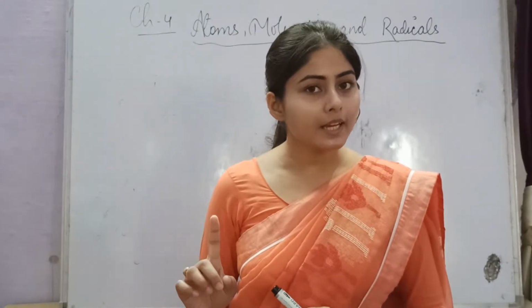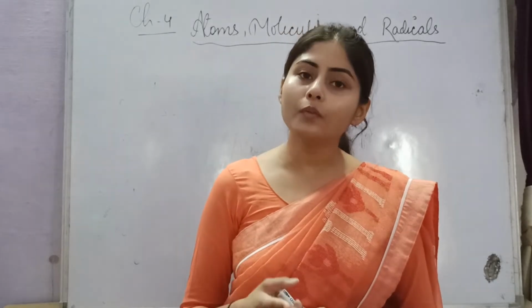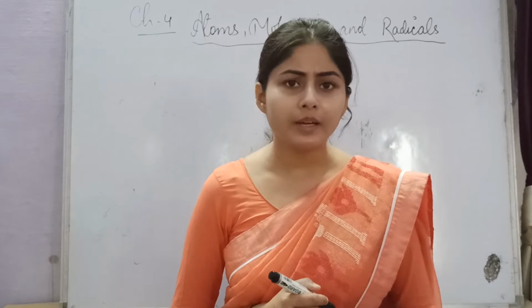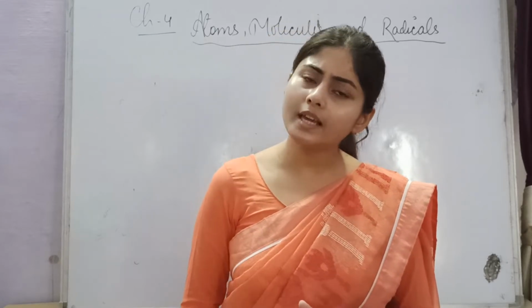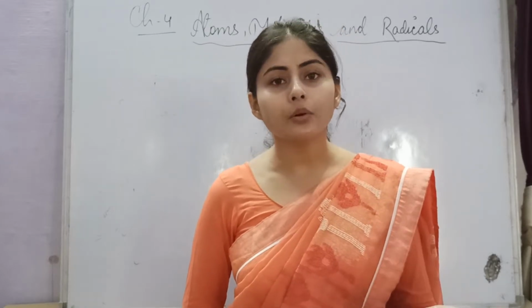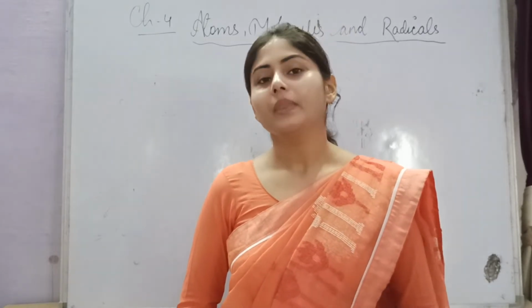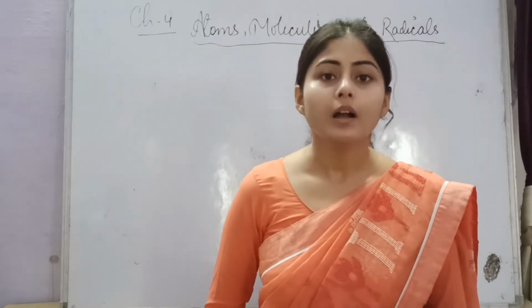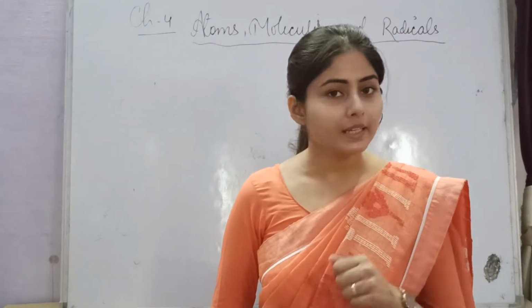First of all, I explained what a radical is. When a single atom or a group of atoms has a charge on it, it is a radical. Radicals can be a single atom or a group of atoms having a charge on it, whether positive or negative. Right everyone? Then we saw how we can form a compound by radicals.